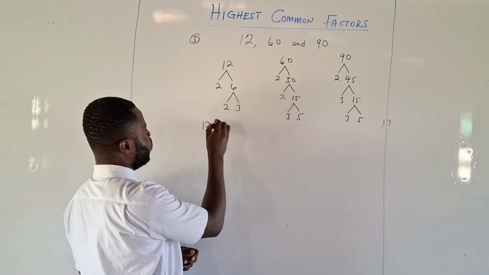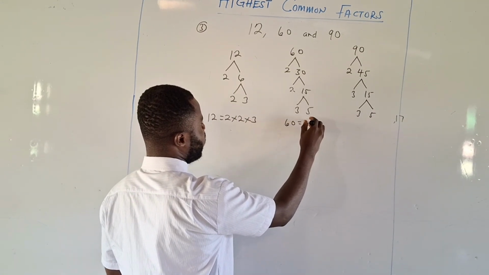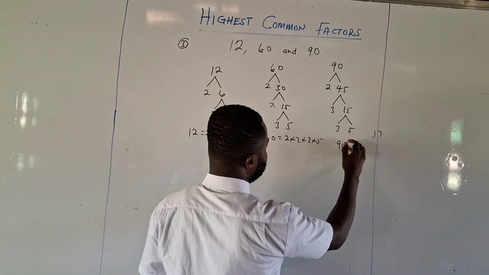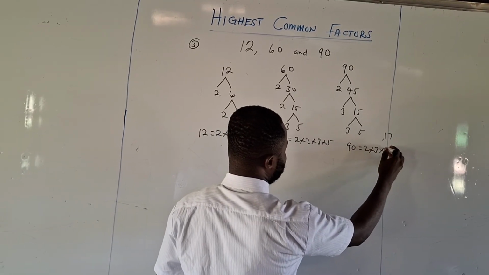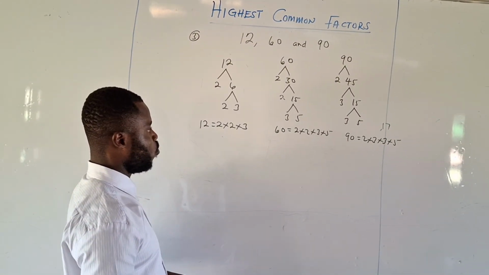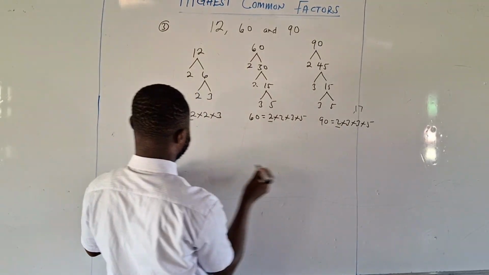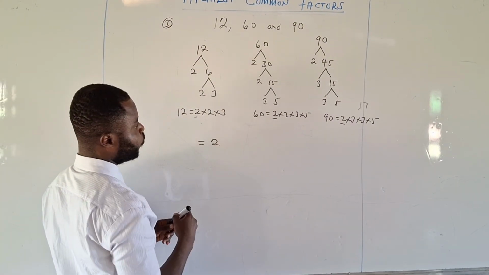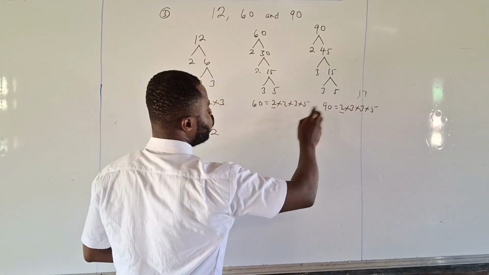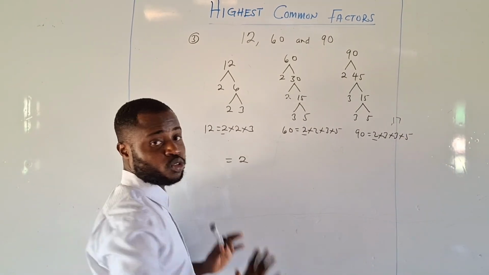So the 12 gave us 2 times 2 times 3. The 60 gave us 2 times 2 times 3 times 5. Then the 90 also gave us 2 times 3 times 3 times 5. So this is what we have. Now we are going to select their common numbers. When you look through, 2 is here, 2 is here, 2 is here. So we can have 2. The second one is here, second one is here. But when you come here, the 2 is not there. So we cannot say they are common. Common means the same number should be found throughout.